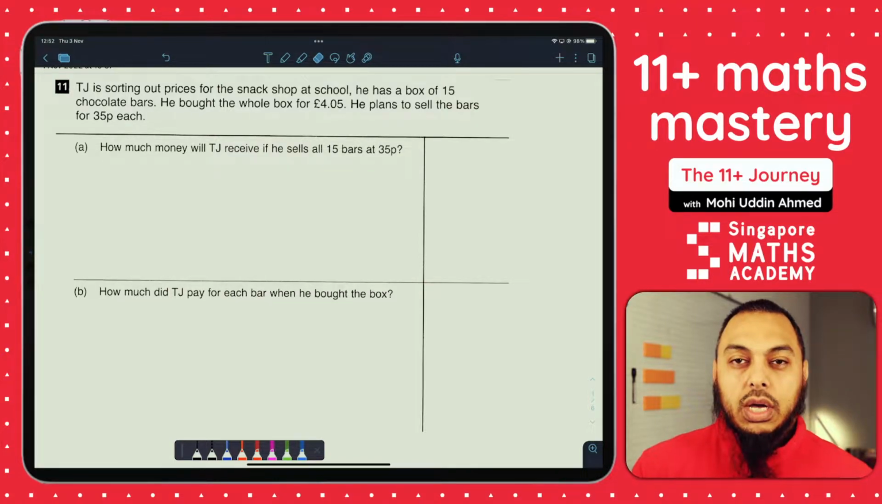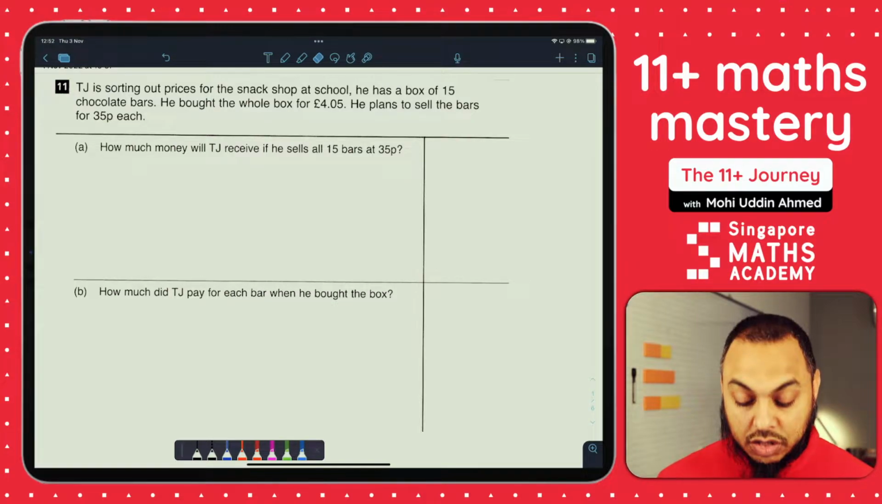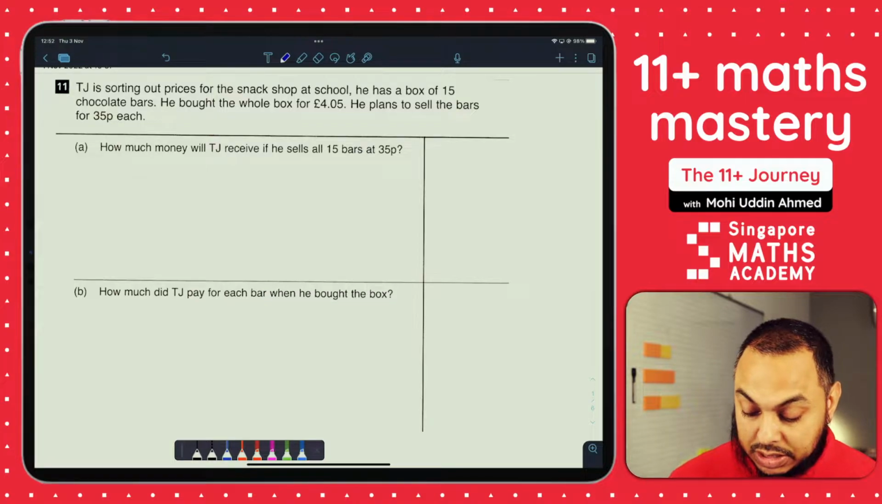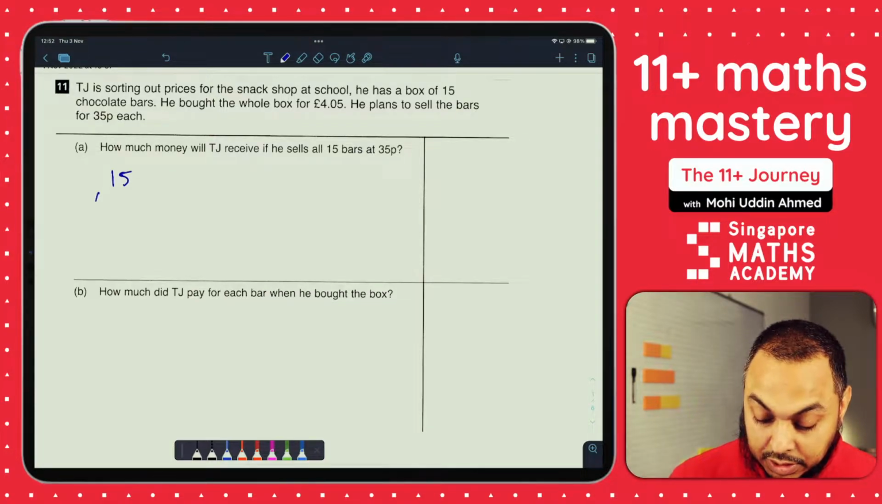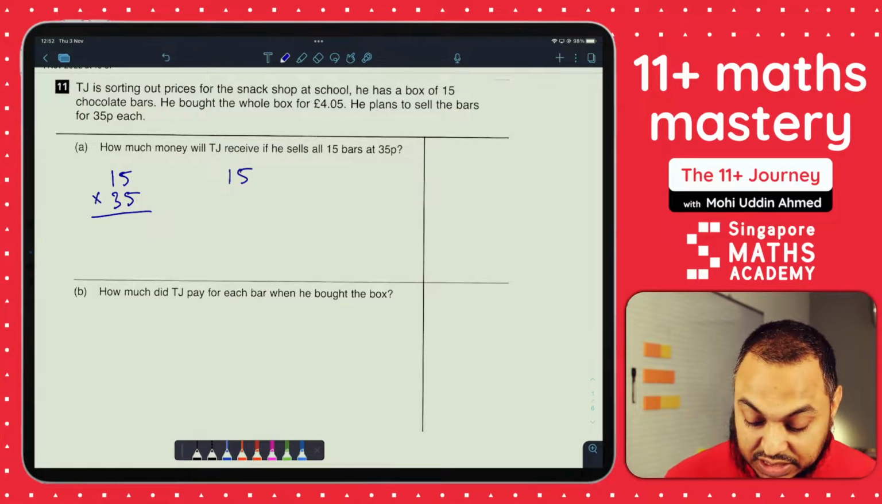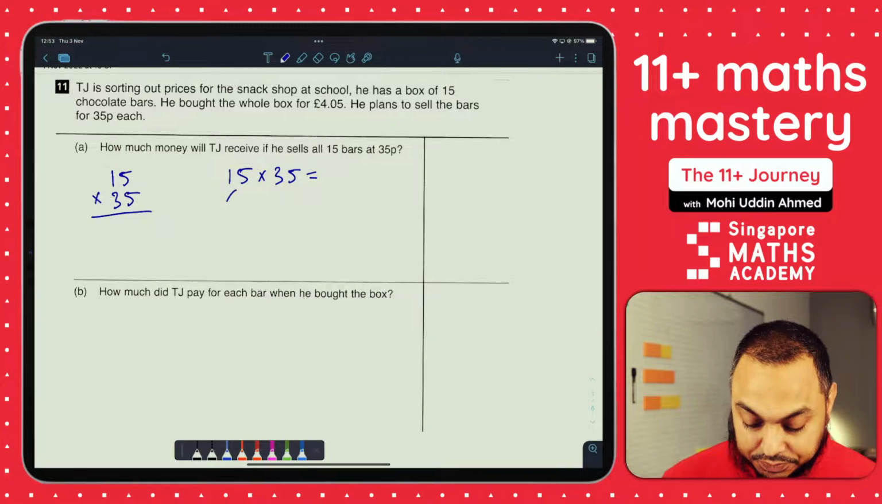Now, the question's asking us how much will he receive. So it's not talking about profit. It's just how much money he'll actually have in his hands if he sells the 15 bars at 35p each. So this could be done with a simple column multiplication if you wanted. So you could try out 15 times 35 or 35 times 15. That could work fine. Or you could realize that 15 times 35 is just 10 times 35, which is quite simple, add, so 15 is 10 and 5.